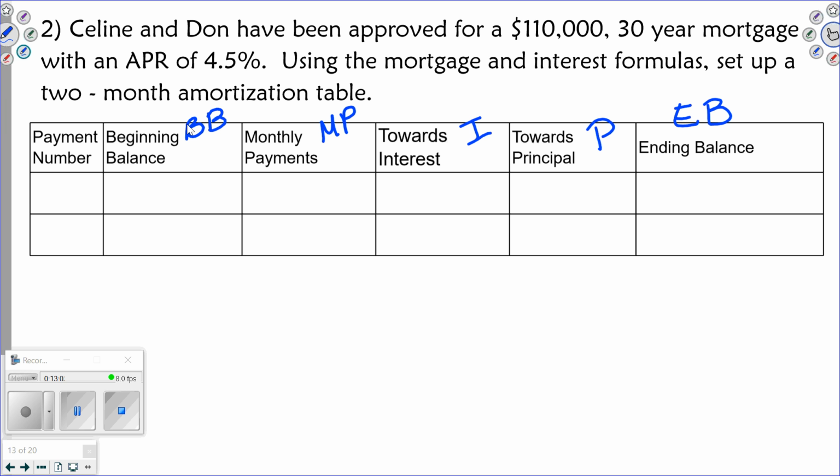So if I'm starting my amortization table, my payment numbers will be 1 and 2, right? We're going right from the beginning. This one's a 30-year, so how many payments will they have? They'll have 360 payments for this one. We're only calculating 2. So first thing, beginning balance is how much they owe, $110,000.